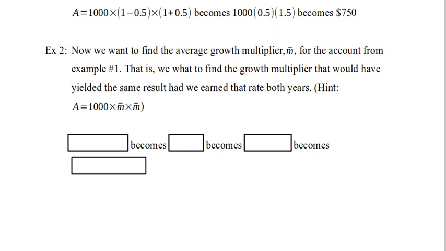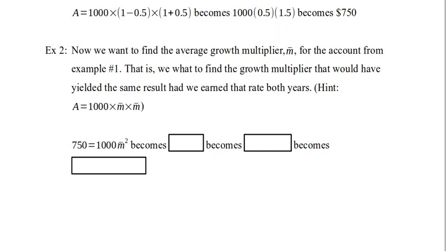M for multiplier, we've been using that, but M bar for the kind of average multiplier. So we're saying that A is 1,000 times M bar times M bar. In other words, what rates it would have had to have changed in both years to end up with that $750.